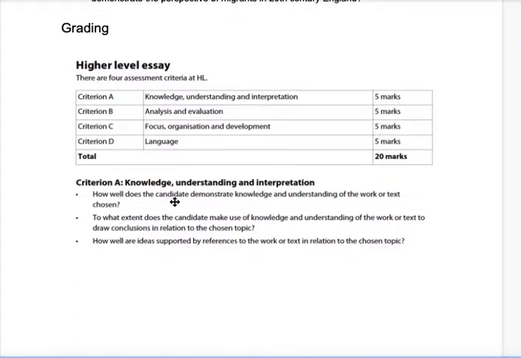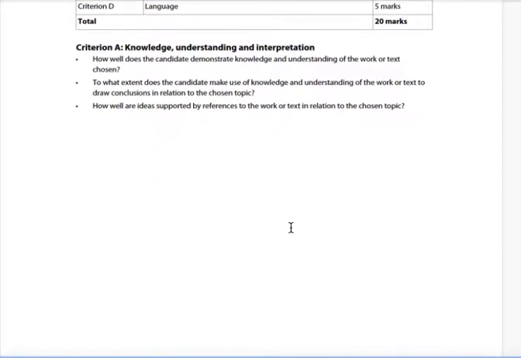The big thing that I wanted to emphasize is that you're expected to show your knowledge and understanding of the work or text you've chosen. So your knowledge and understanding is not just understanding the quotations you picked, but knowledge and understanding of the text as a whole. And that includes the context of production. That's something to bear in mind for this opening criteria.